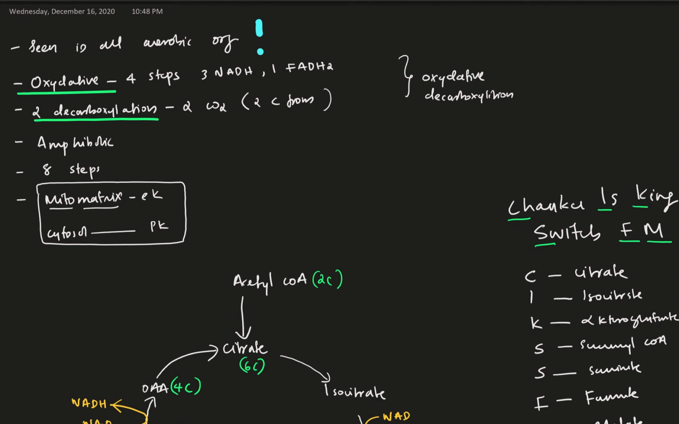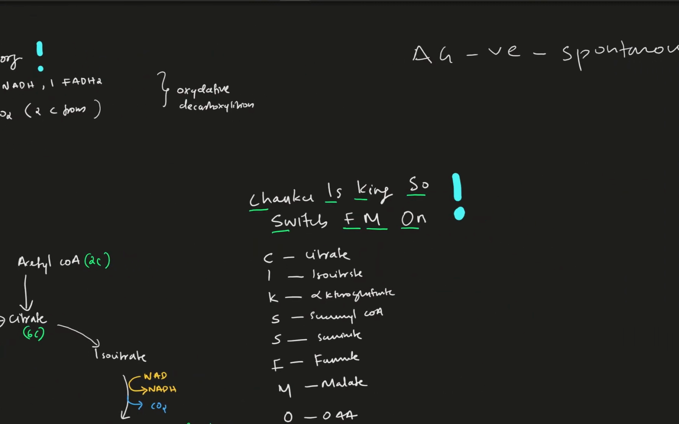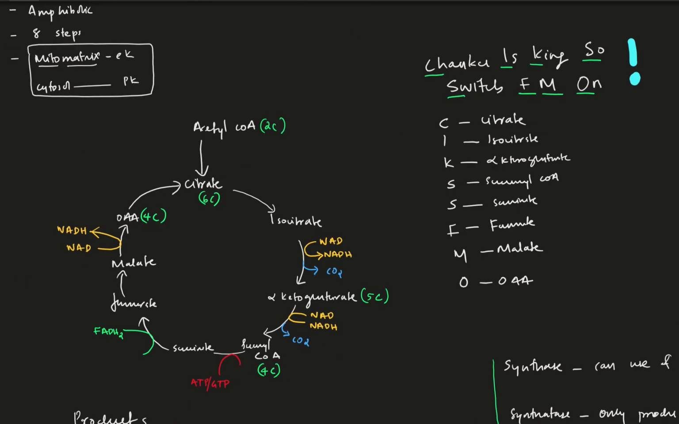If you have a doubt, please refer to that. Then, it has 8 steps, and it occurs in the mitochondrial matrix in eukaryotes and in the cytosol in prokaryotes. It is present in all. A spontaneous reaction generally means the delta G is negative, so that is the spontaneity.